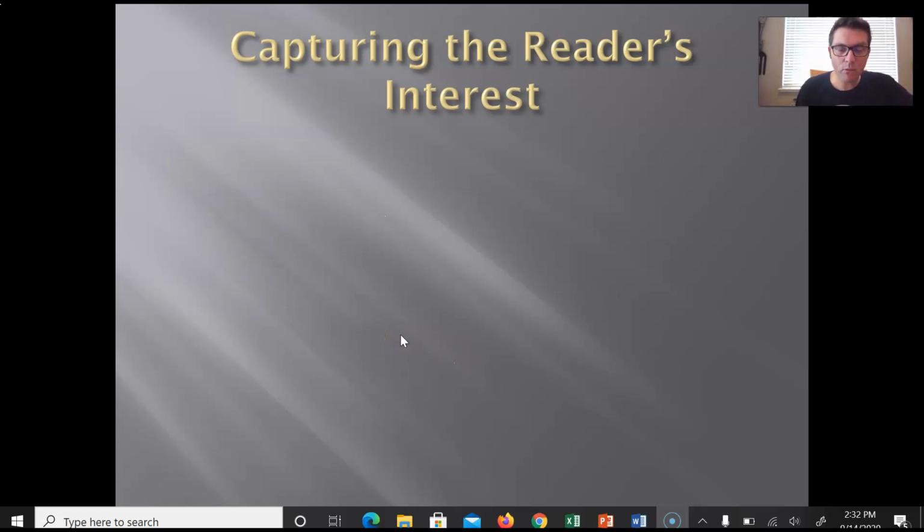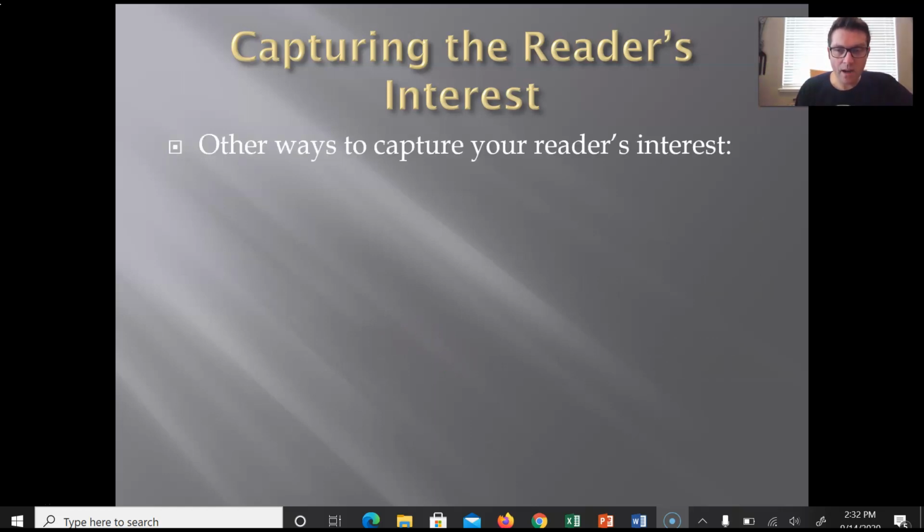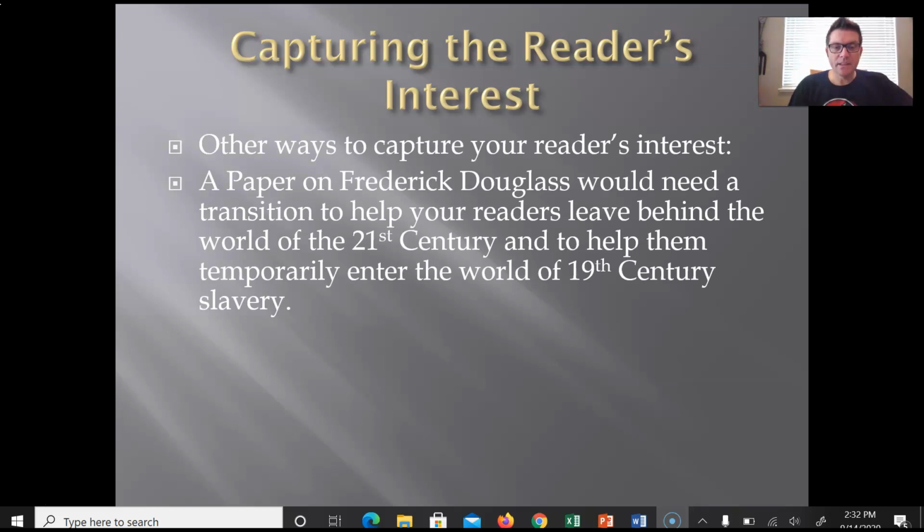Okay, but back to the importance of an introductory paragraph. Other ways you can capture your reader's interest. Let's say you're writing a paper on Frederick Douglass, right? You would need a transition to help your reader leave behind the world of the 21st century and to help them temporarily enter the world of the 19th century slavery, right? So remember, we're talking about that bridge. What would you do? Well, you could begin with a question.